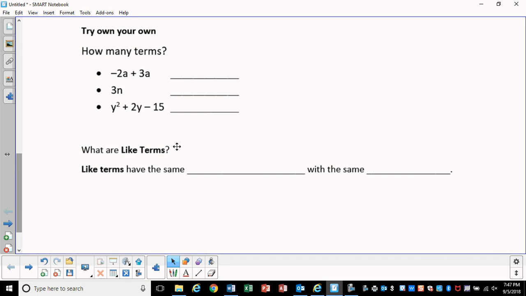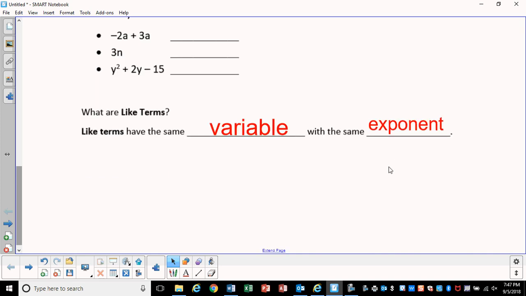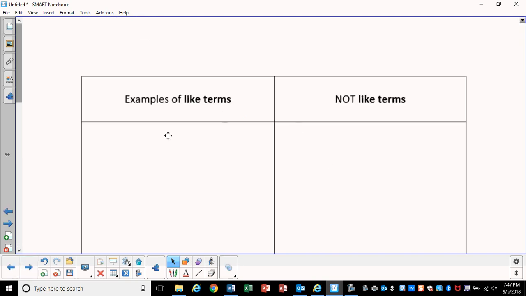Like terms. So now that we know what terms are, we can figure out what like terms are. Like terms are terms that have the same variable, okay? So same letter, and that letter has the same exponent. So same letter and same exponent. Those are like terms. Some examples of like terms would be 3x and negative 5x, because they both have the same variable of x and they don't have an exponent. So these are like terms.